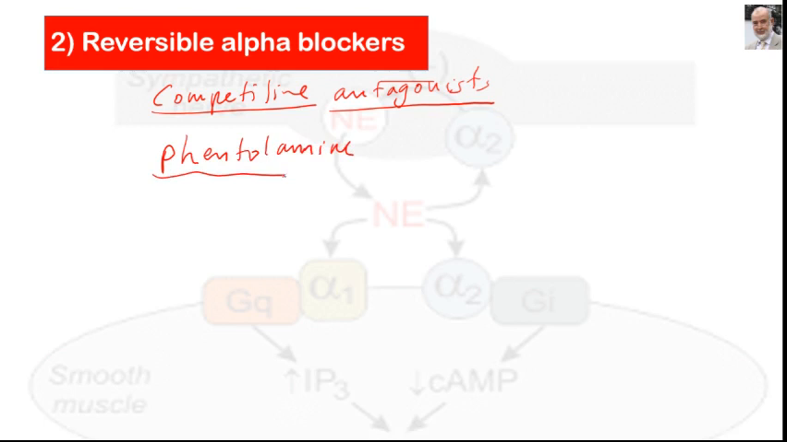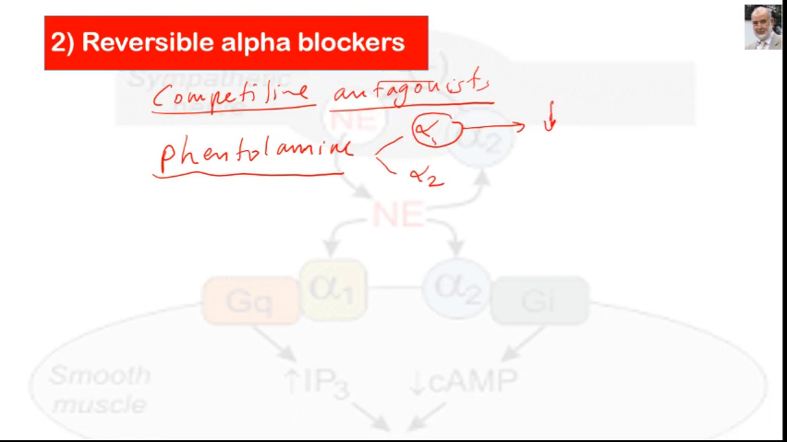Phentolamine, as we have said, is non-selective. It can block alpha 1 and alpha 2 receptors competitively. It differs from phenoxybenzamine: phenoxybenzamine is irreversible, meaning we can never remove it from the receptor once it occupies the receptor. But phentolamine is reversible competitive antagonism. That means we can remove phentolamine from the receptor if we increase the concentration of adrenaline or noradrenaline. Okay? Phentolamine, by blocking alpha 1 receptor exactly like phenoxybenzamine, will decrease the blood pressure.